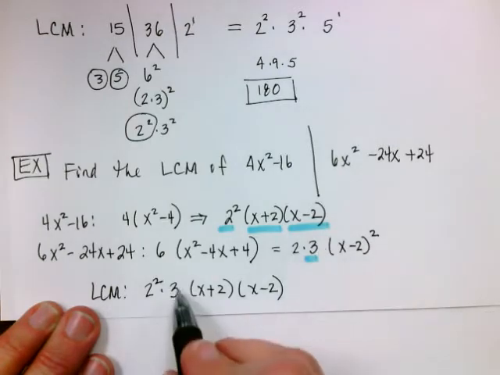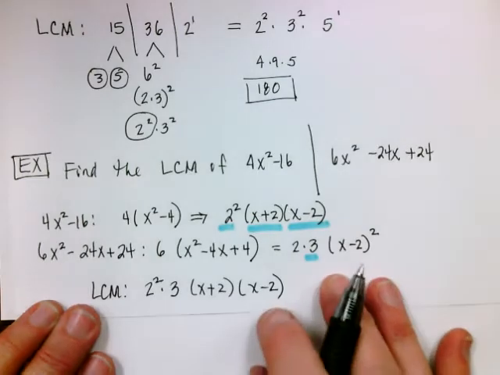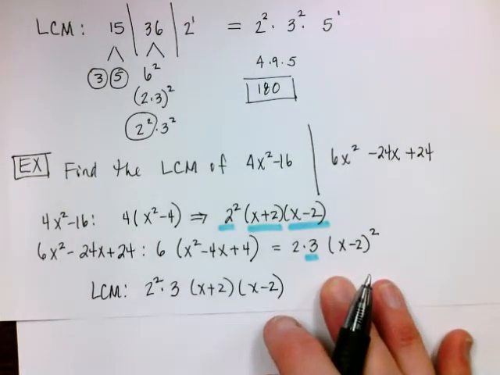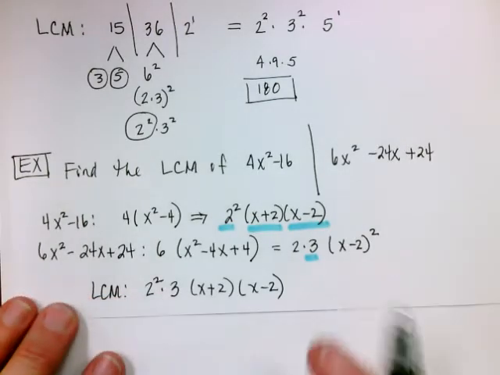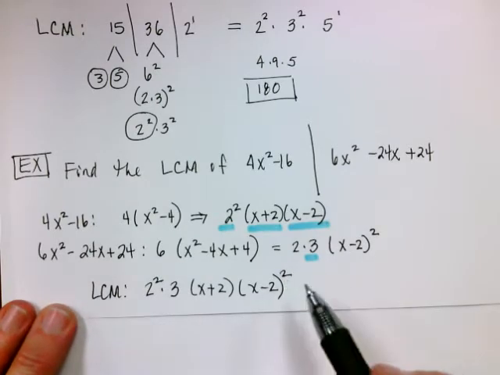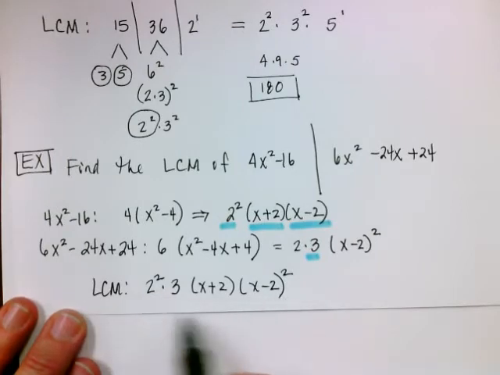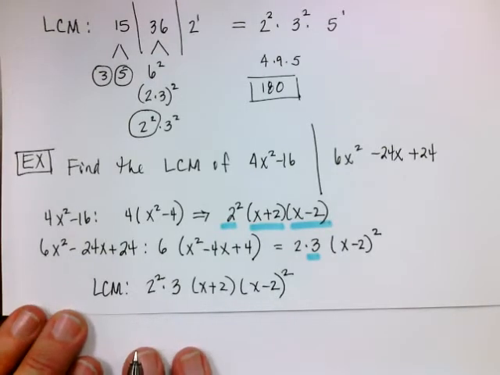The 3, the highest degree is a 1. The x plus 2, the highest degree is a 1. And then the x minus 2, the highest degree that it occurs is a 2. And for right now, I'm okay if you leave it like this, because as we work with our fractions, this is how we'll leave it to make sure that we can fix our fractions to have the same denominators. All right, so let's do another example.